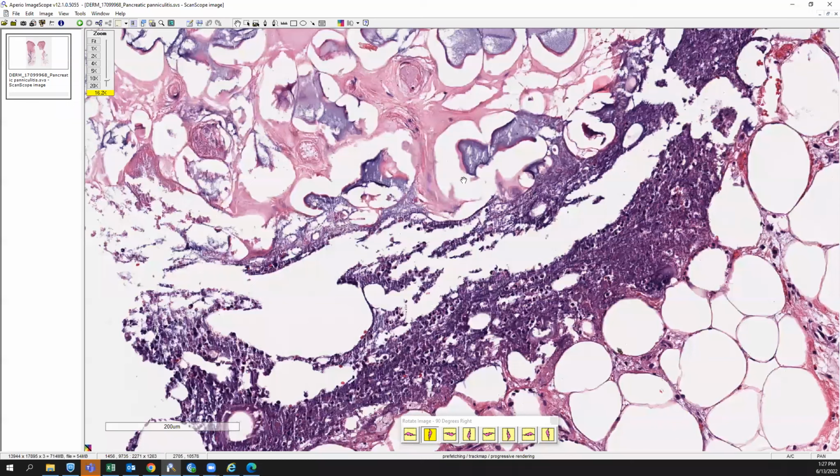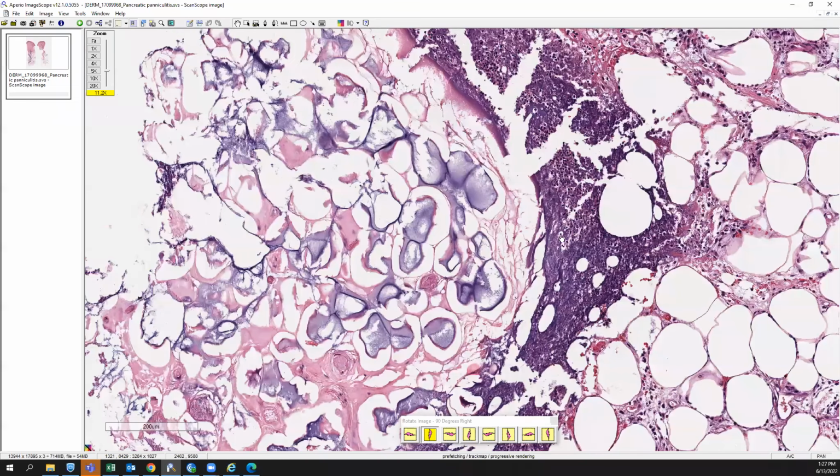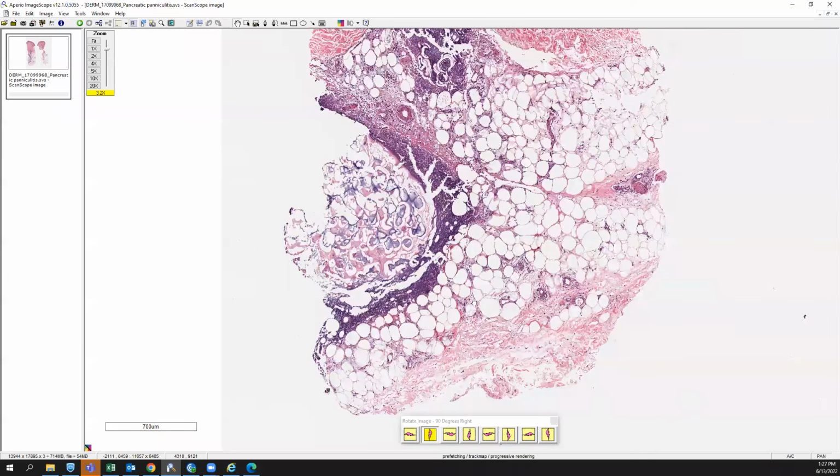I learned that from Dr. Elston in his talks at the AAD. All right, so this is just a really nice example of pancreatic panniculitis.